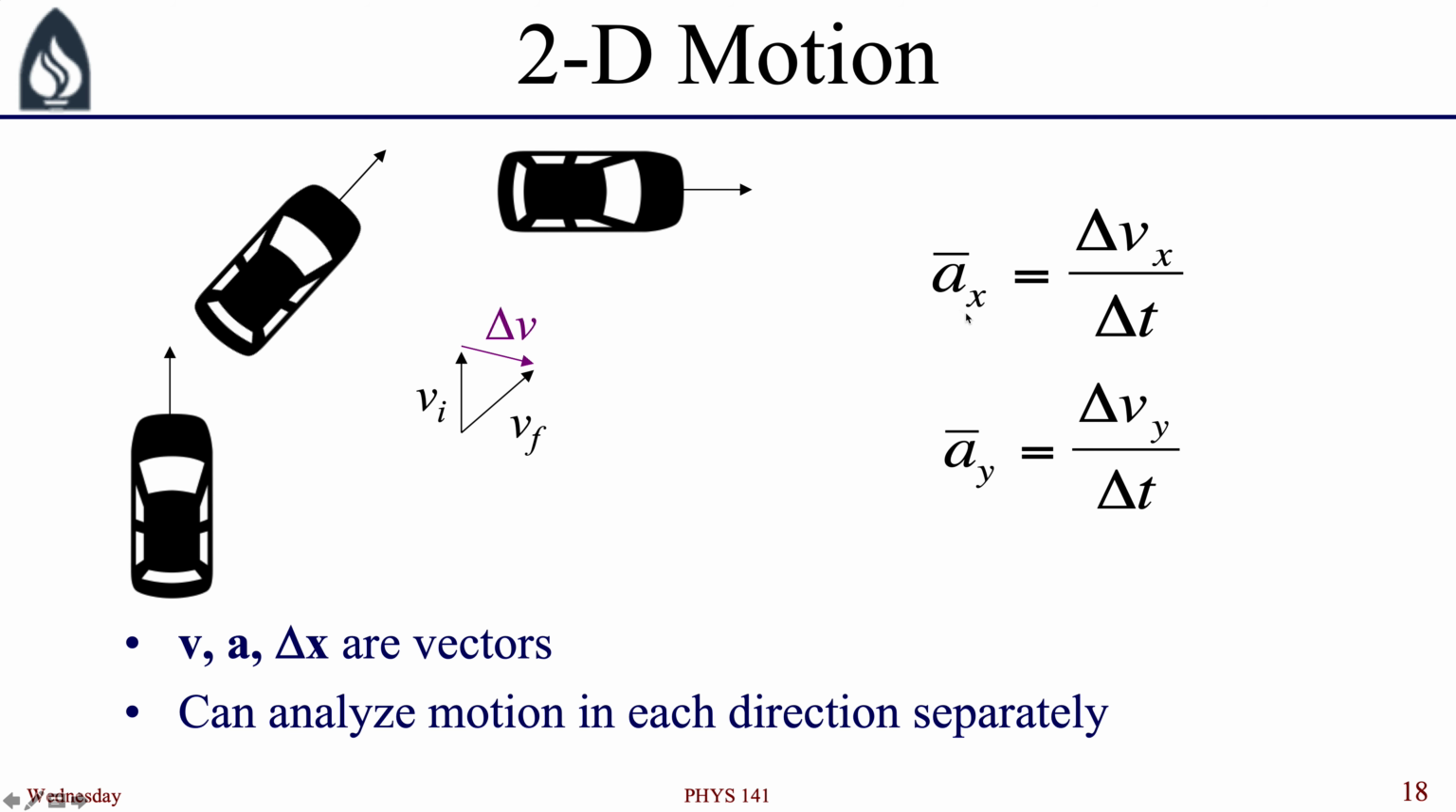So we can find the acceleration in just the x direction by looking at the final and initial velocities in just the x direction, and we can look at the acceleration in just the y direction by considering the final and initial velocities in just the y direction. In this way, we split up the problem into simpler chunks, and we can solve for each direction separately and then bring the components back together for a final answer.